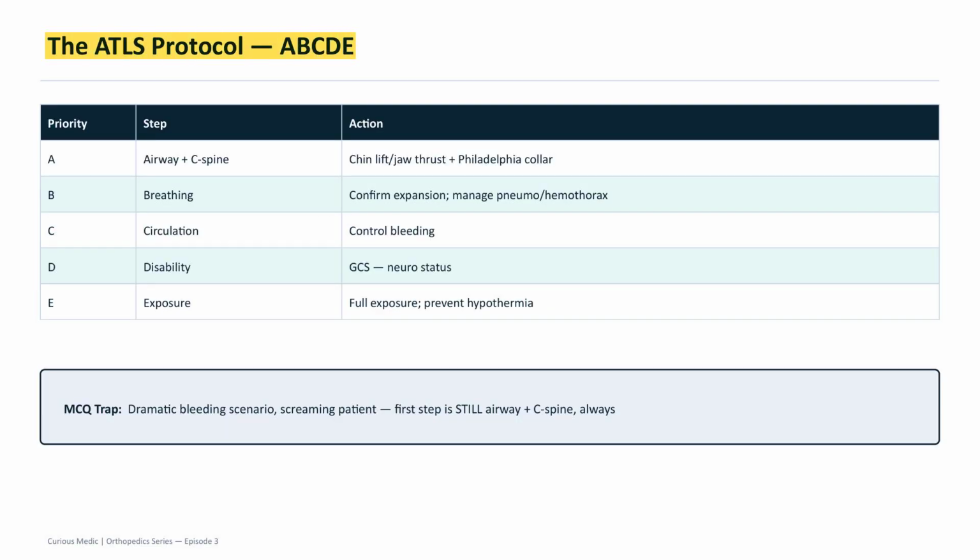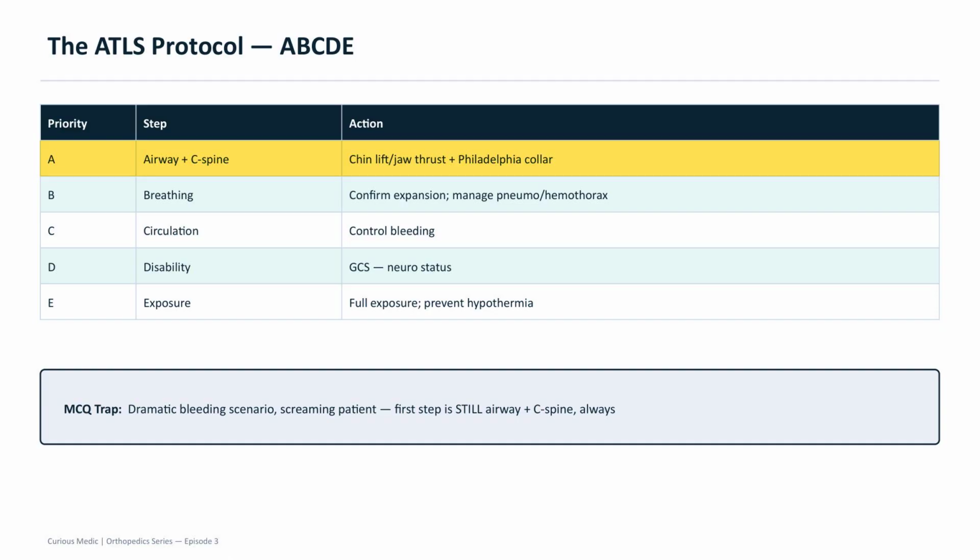The ATLS protocol follows the ABCD sequence, and you address problems in this exact order, from the most immediately life-threatening to the least. A is airway with cervical spine stabilization. Secure the airway first, using chin lift or jaw thrust maneuver, and simultaneously apply a Philadelphia collar to protect the cervical spine. Without an airway, the patient dies in seconds.